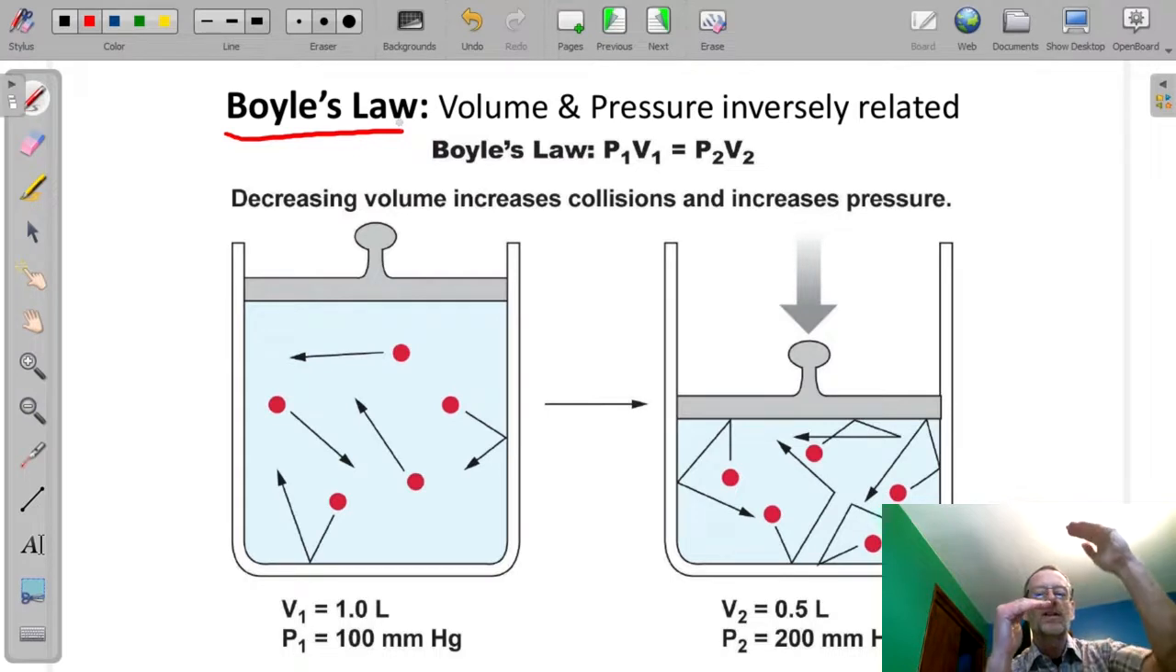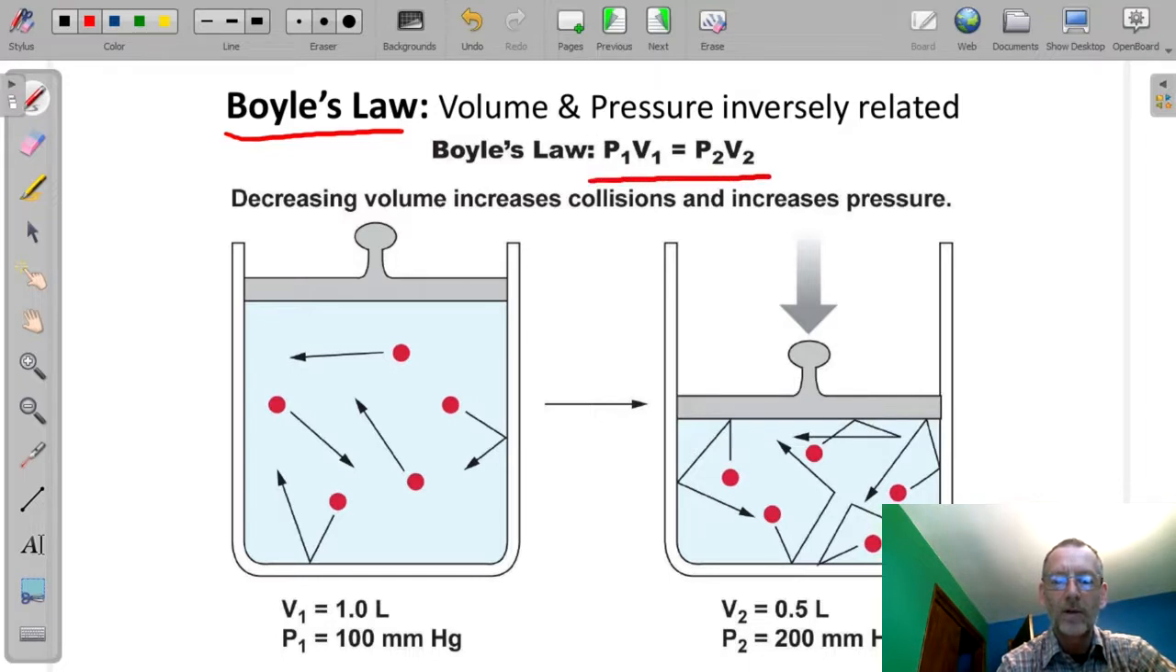If one goes down, the other goes up. So if pressure goes down, volume goes up. If volume goes up, pressure goes down. And that is expressed in this relationship that you should be comfortable working with. It's not complicated. You've probably seen something like that in chemistry, where you had V1C1 equals V2C2, volume and concentration.